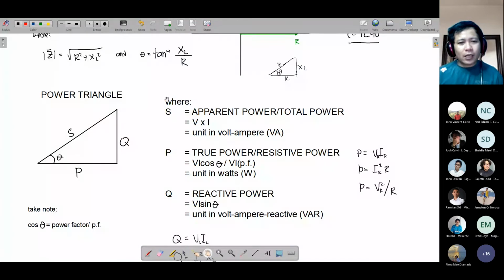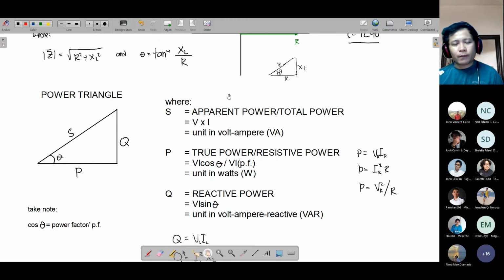Now, this S, or the total power, is represented by the formula V times I. As you can see, sir, V times I, right? That is the P in DC. But here in AC, that is no longer the formula for your P. Your P is different. So your V times I will be your S, or your apparent power. You can see that S is on the hypotenuse. The unit of your apparent power is called volt ampere, or VA. For example, I have 100 volt ampere, or 100 VA.